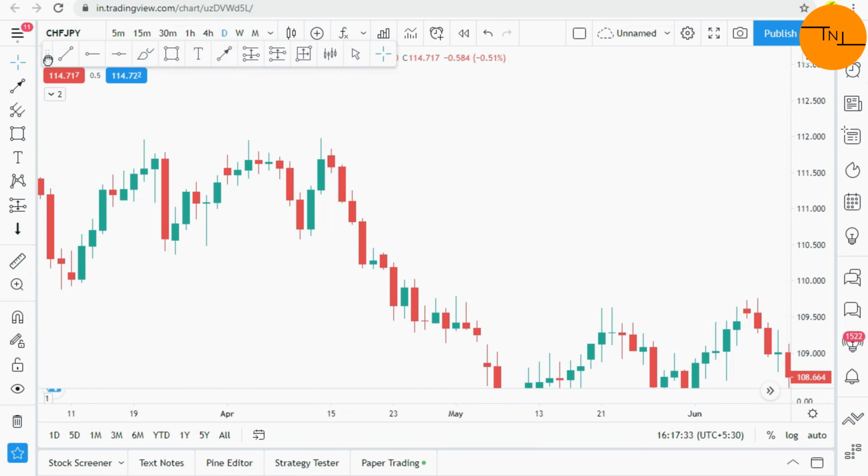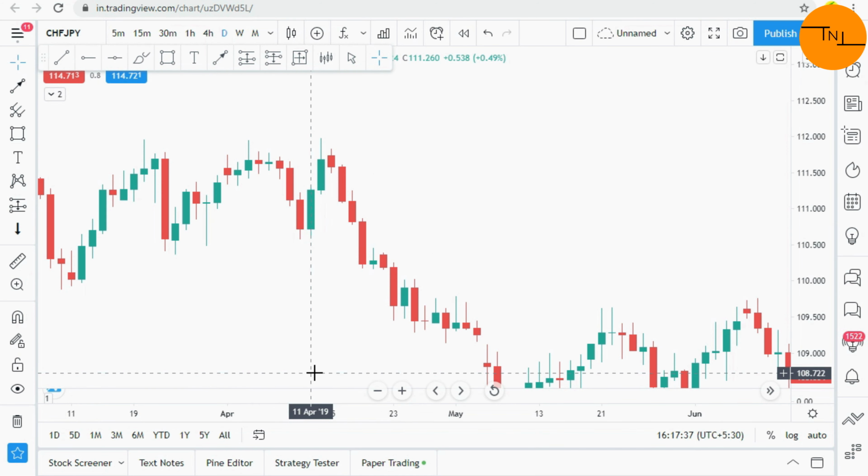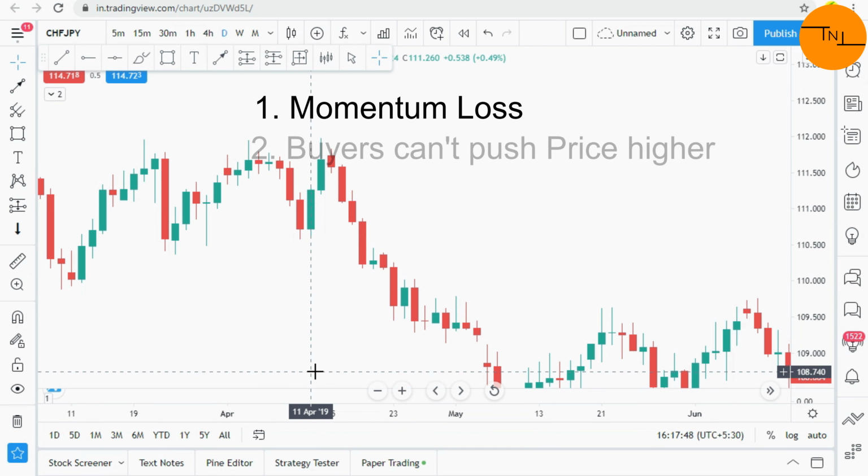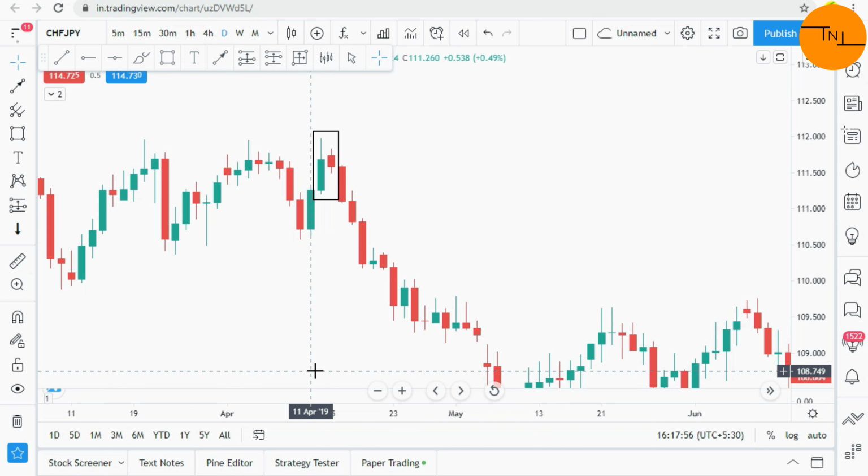So what does the inside bar tell us in terms of price action? Imagine price is approaching a key level. At the key level, an inside bar candle is formed. First, it tells us the momentum is lost in the market and the buyers are not able to push price higher, causing this specific candle type to form at the key level. So how do we use this candle type?